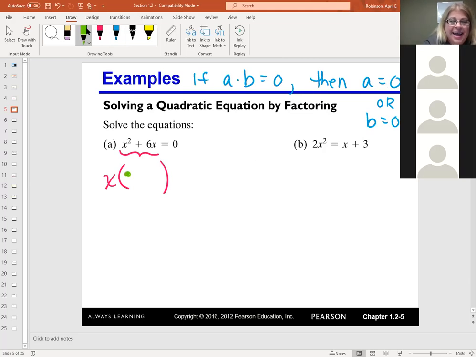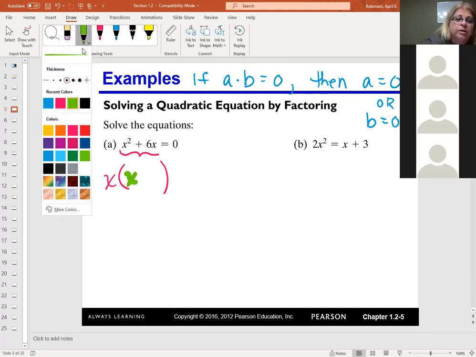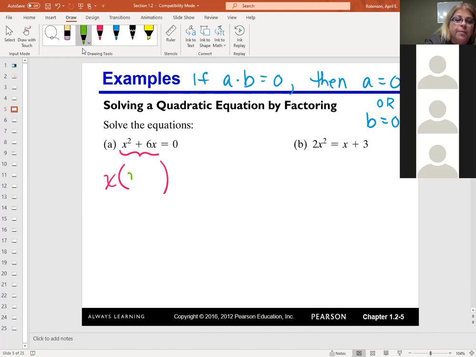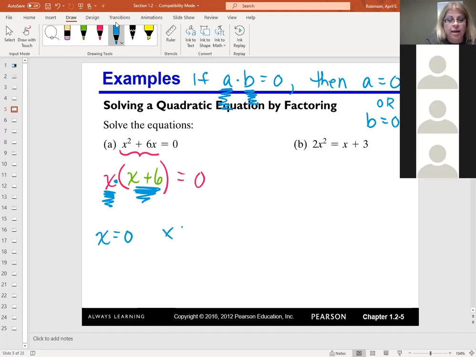And when I factor out the X, I'm left with, whoa, that is really thick. I need to make that smaller. Okay. I'm left with X times X plus 6 equals zero. So then the multiplication is happening right here between the X and the parentheses. So the X is like your A, and the X plus 6 is like your B right here. So that means either the X is my zero or the X plus 6 is my zero.